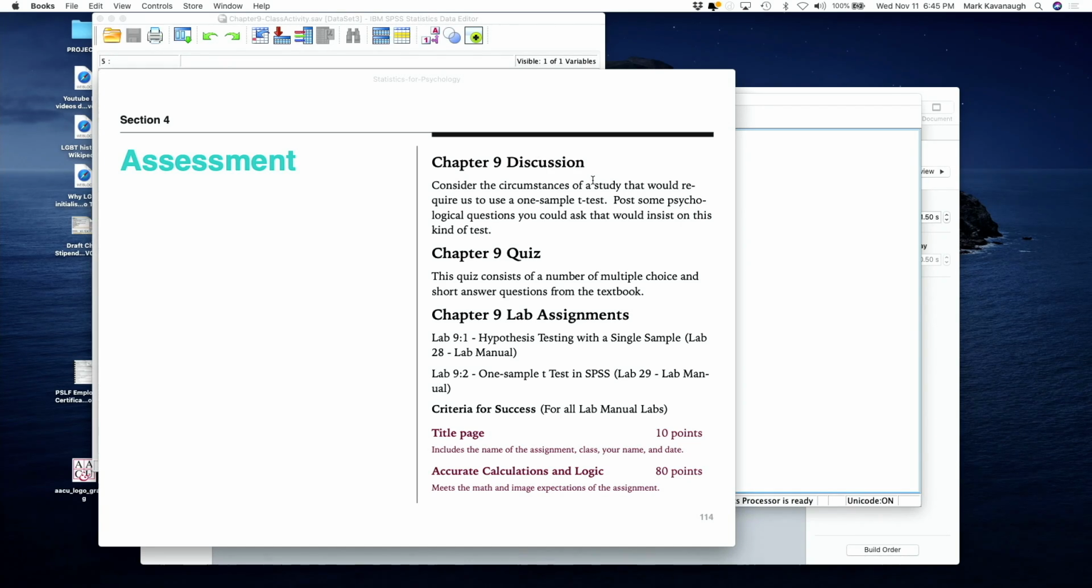Chapter 9 quiz consists of some multiple choice questions on stuff from the textbook. And there are two labs. One is hypothesis testing with a single sample, basically writing out those H1 and H0, experimental and null hypotheses with a single sample. And then conducting a one sample t-test in SPSS. And that brings us to the end of Chapter 9.